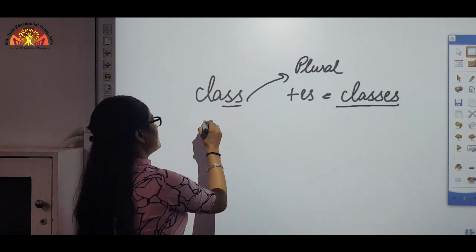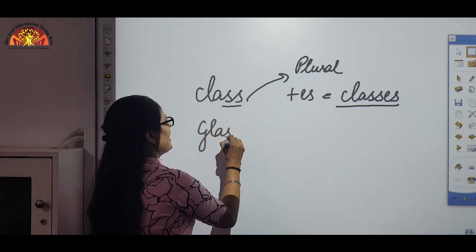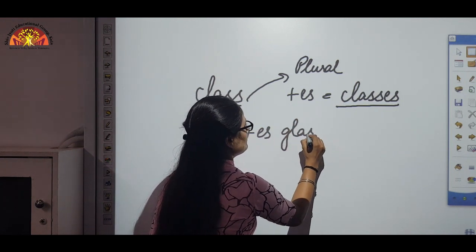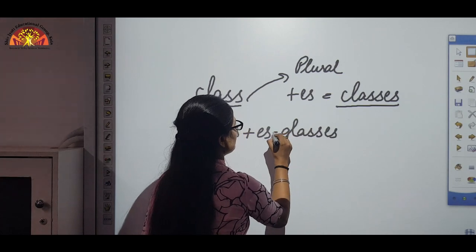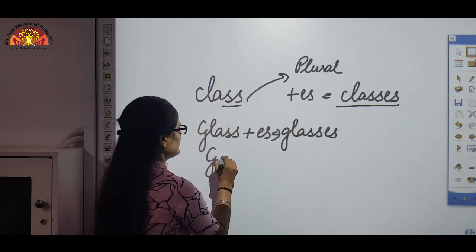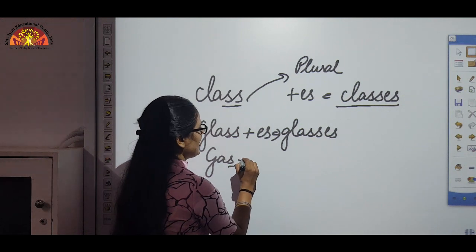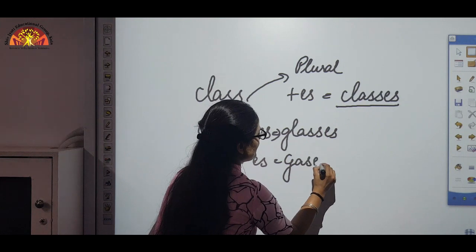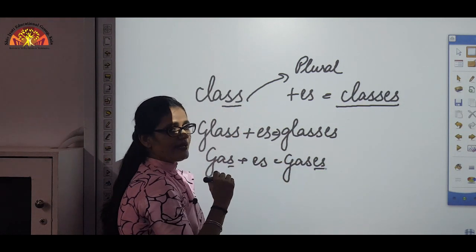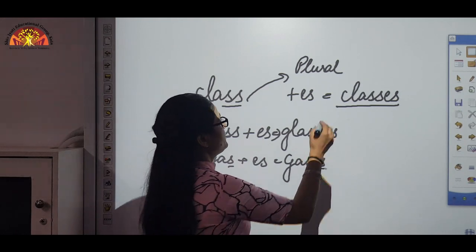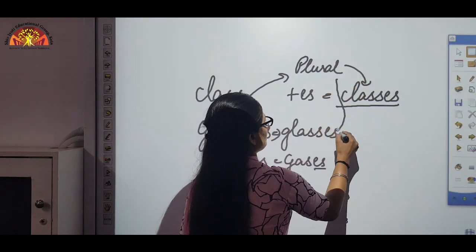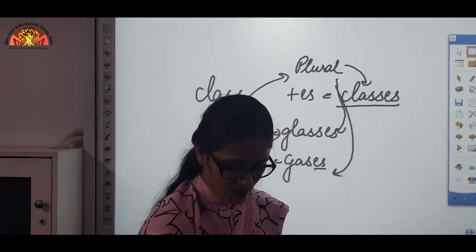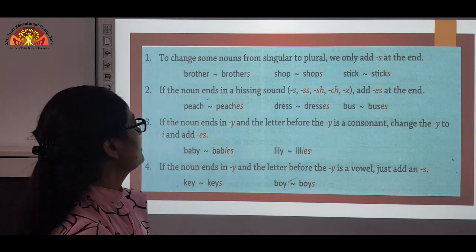Similarly with glass, you can use the word glass and add ES to it and it will become glasses. This is the plural form of glass, right. Gas, you can see at the end there is S. If I add ES to it, it will become gases, right. So by adding ES to it, it will become a proper plural form. You can see a proper plural form can be created like this.